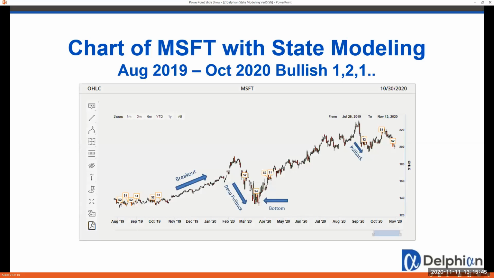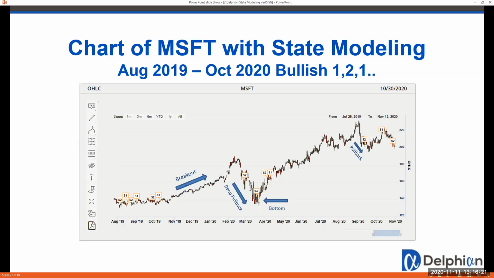All right, so this is just going to show you a basic chart of Microsoft with state modeling added to it. This chart is an image from Delphian, from the platform. I'm pulling in a Microsoft chart, giving you a date range of August 2019 to August 2020. You can see down below on the far left, state 2, state 1, state 2, state 1. You have this choppy action in the market, going up, pulling back, going up, pulling back. And then after that last state 1, you can see we have that breakout to the upside.